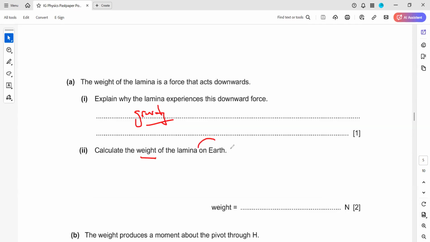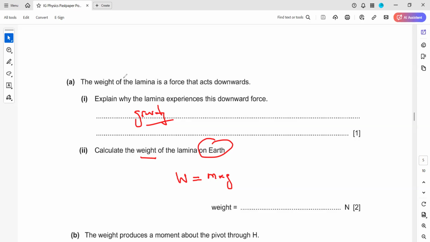Calculate the weight of a lamina on Earth. Whenever you're calculating a weight, weight is mass times the gravity. First explain: do we start with due to gravity or because of gravity? The gravitational force acting on the lamina is responsible for the downward force.